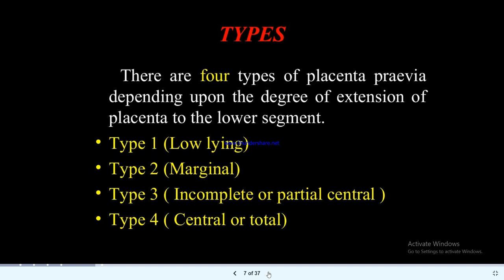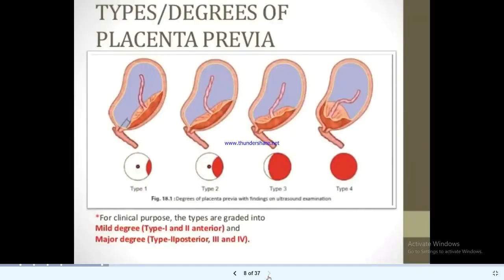There are 4 types of placenta previa depending upon the degree of the extension of the placenta to the lower segment. Type 1, low-lying. Type 2, marginal. Type 3, incomplete or partial central. Type 4, central or total. Types, degrees of the placenta previa.